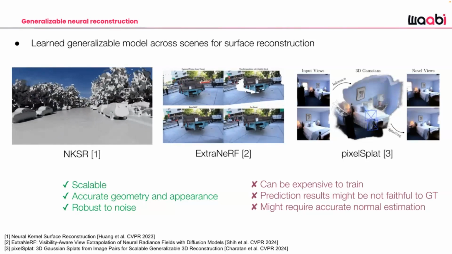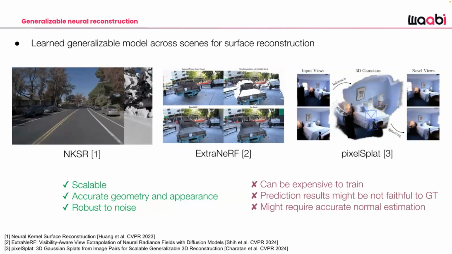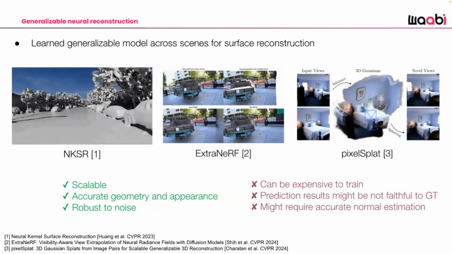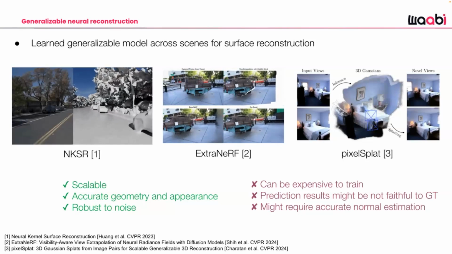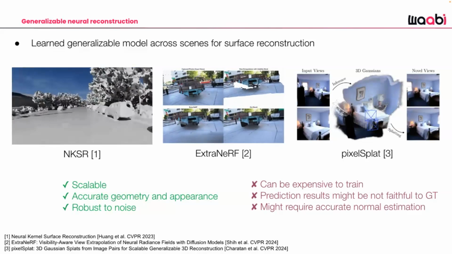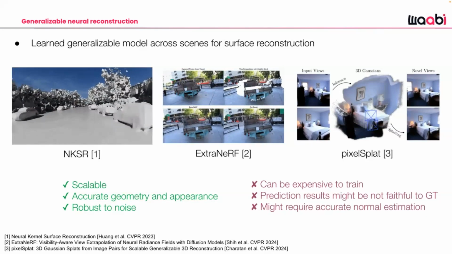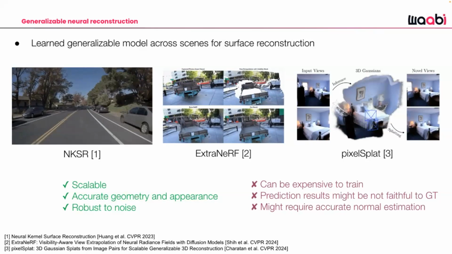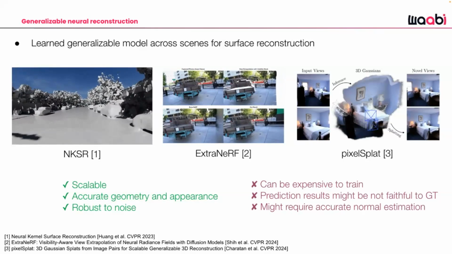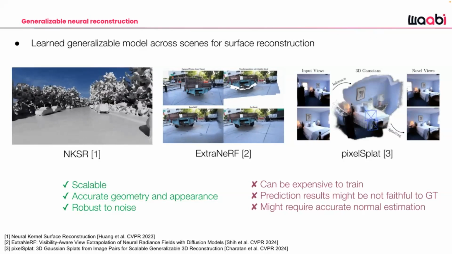But it's typically working on smaller locations rather than on large scale scenes. And some of the cons don't apply for all of the methods here, but some of them can be quite expensive to train because you're training on large amounts of data. This can be on the same order of, say, diffusion models that train on large amounts of image data. And the prediction results are not going to be guaranteed to be faithful to the original ground truth compared to optimization methods, which are specifically optimizing for the reconstruction loss with respect to the original sensor data. And in some methods, not NKSR, for example, you might require accurate normal estimation to get higher quality geometry.